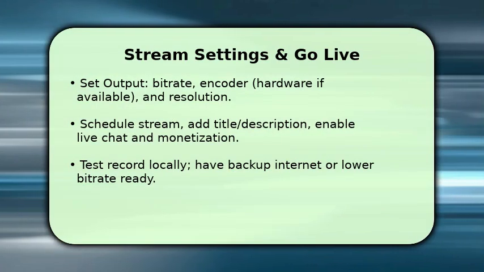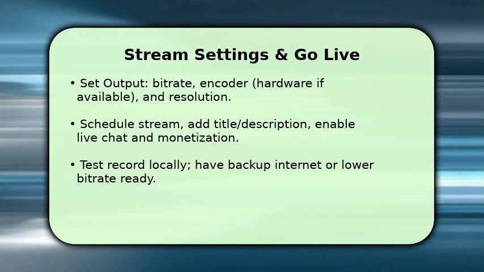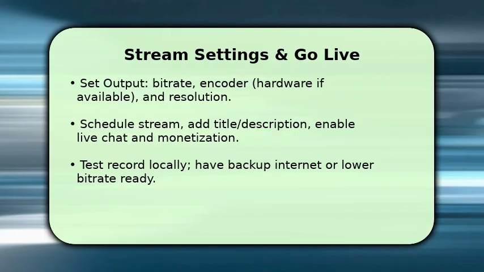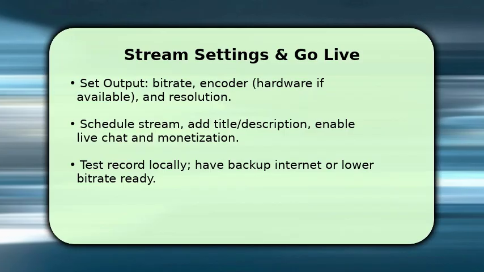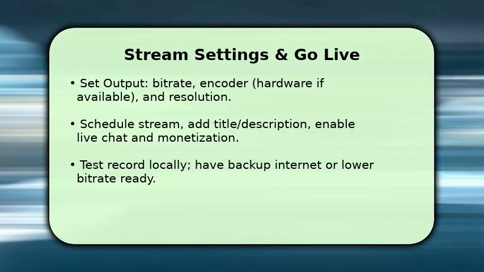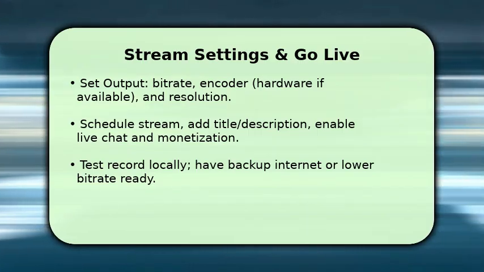Choose a suitable bitrate for your bandwidth and select a hardware encoder if you have one to offload CPU. Set the canvas and output resolution to match YouTube's preferred 16:9 ratios, then link your stream key from YouTube into Streamlabs. Once configured, write your title, category, and thumbnail, then start a 1-2 minute local test recording to catch issues. If problems occur, reduce bitrate or switch encoders. Keep a cable connection handy.